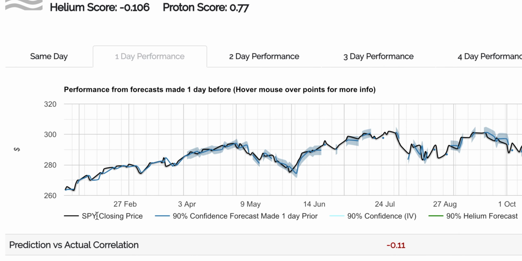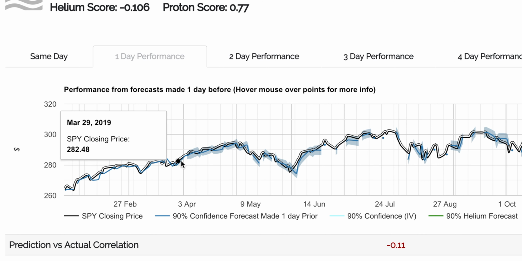So first, you can see the black line is SPY closing price. So this is every day, what is the closing price? And if you want, you can hover your mouse over it and you can see what the closing price was. So on March 29th, it closed at 282.